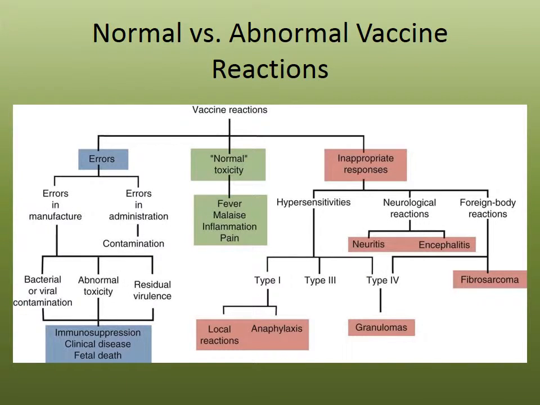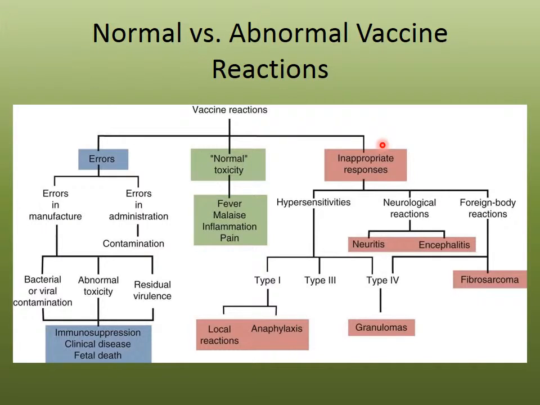So here's another little map for you, normal versus abnormal reactions. Normal toxicities, here you get your fever, malaise, inflammation, pain. This is these animals that are just kind of down and out for a day or so. That's a normal toxic reaction, so that's normal. It's going to pass on its own. We don't worry about it.